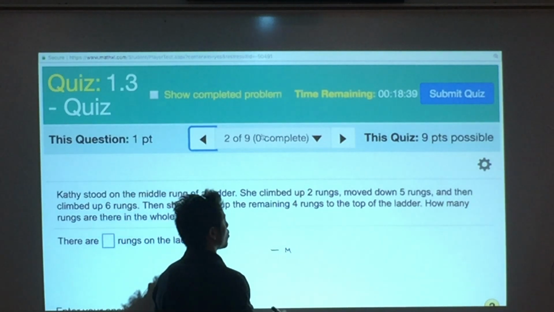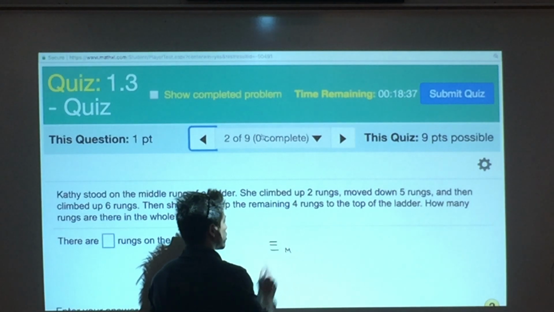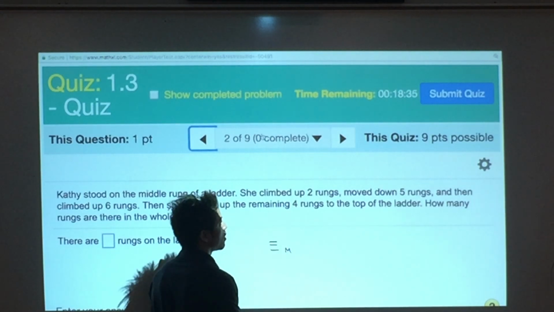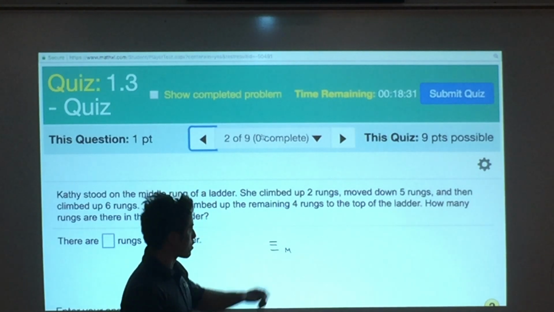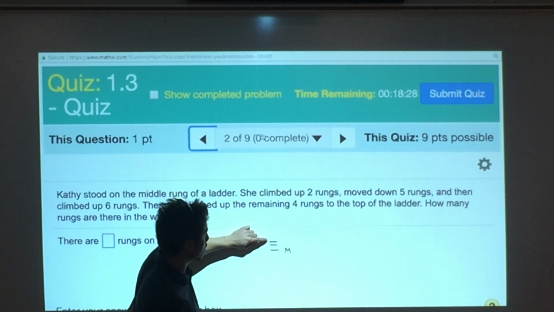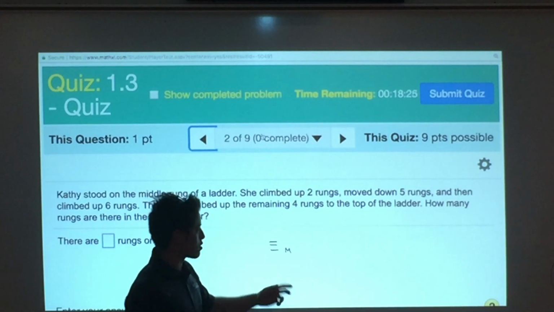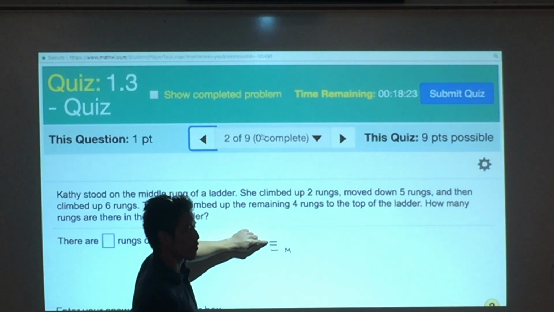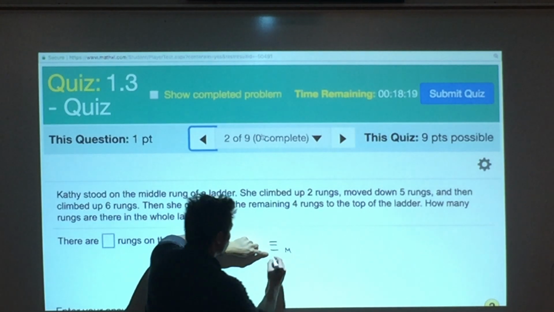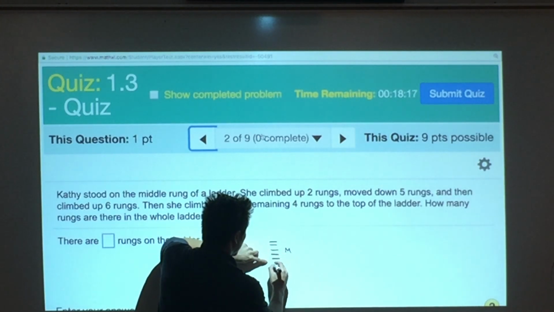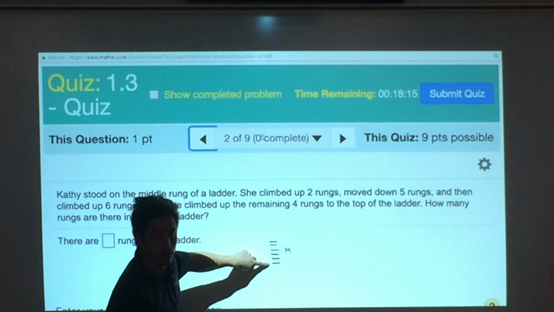She climbed up 2 rungs. That means she went up by 2. Following me? Okay. She moved down 5 rungs. So a lot of people, for some reason, have a little bit of an issue counting. I mean, in all seriousness, they really do. So they go, do I count the first one? No, sorry, here we go. 1, 2, 3, 4, 5. You guys following me? Okay.